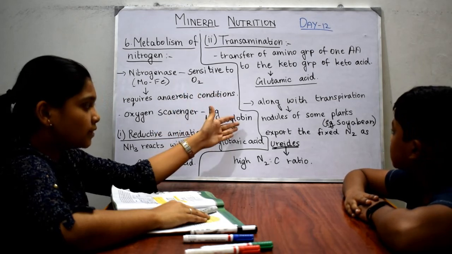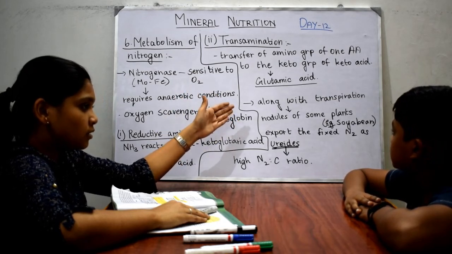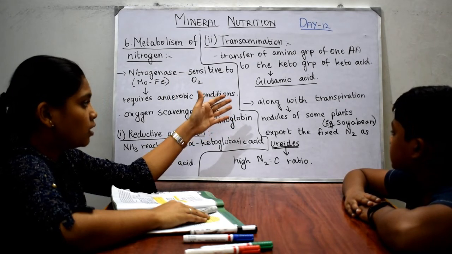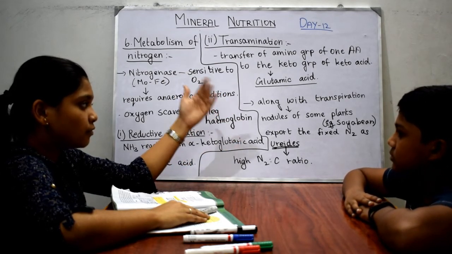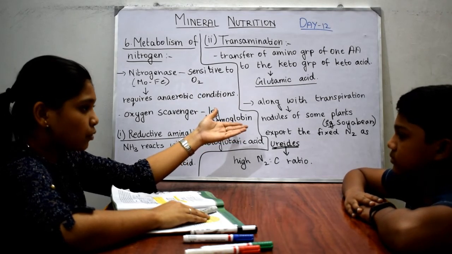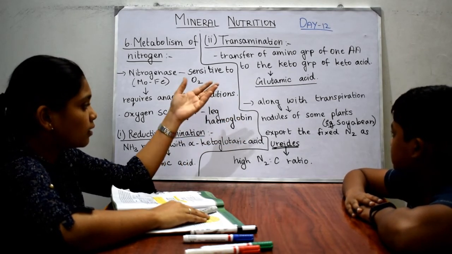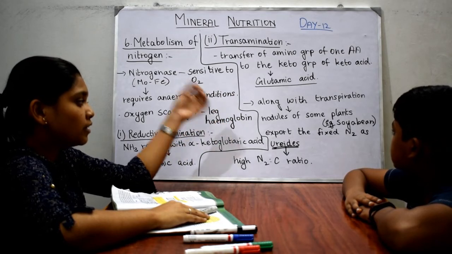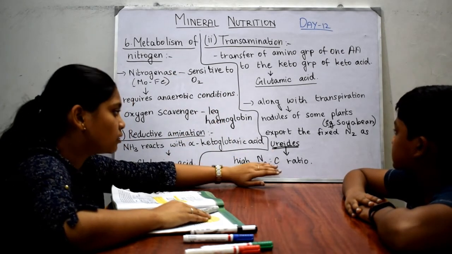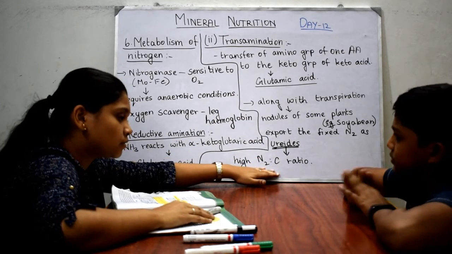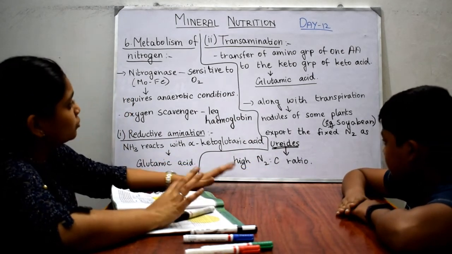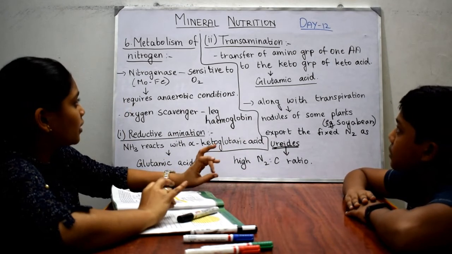Along with transpiration, when transpiration occurs in leaves, the nodules of some plants, for example the soya bean plant, export the fixed nitrogen as ureides. Ureides are substances which have a high nitrogen to carbon ratio. So this is about reductive amination and transamination.